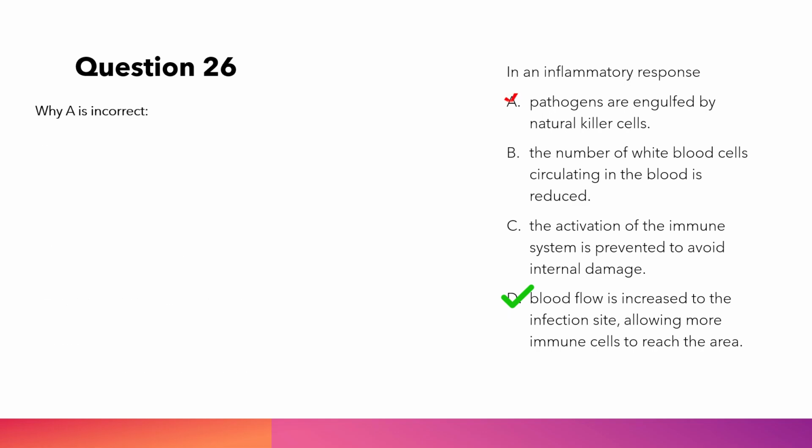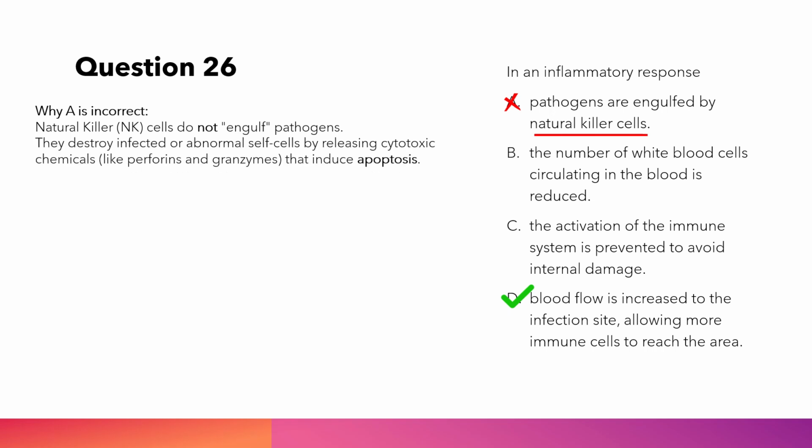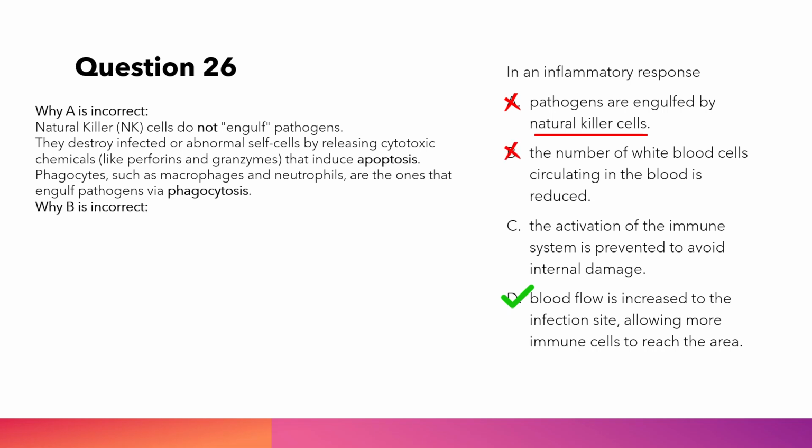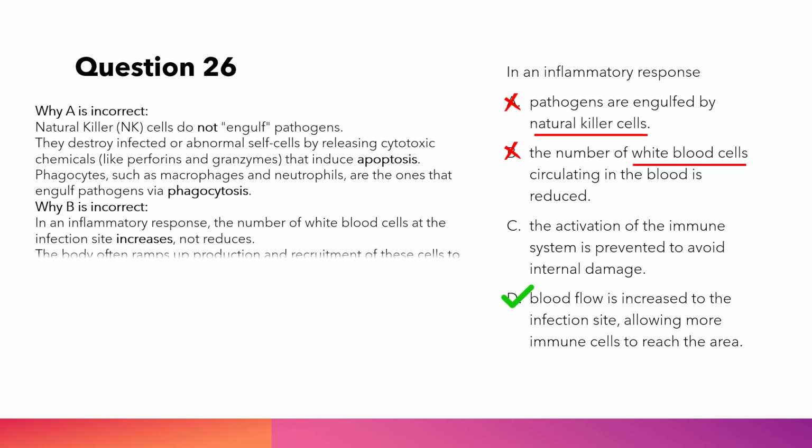Why A is incorrect. Natural killer, NK, cells do not engulf pathogens. They destroy infected or abnormal self cells by releasing cytotoxic chemicals, like perforins and granzymes, that induce apoptosis. Phagocytes, such as macrophages and neutrophils, are the ones that engulf pathogens via phagocytosis. Why B is incorrect. In an inflammatory response, the number of white blood cells at the infection site increases, not reduces. The body often ramps up production and recruitment of these cells to manage the threat.